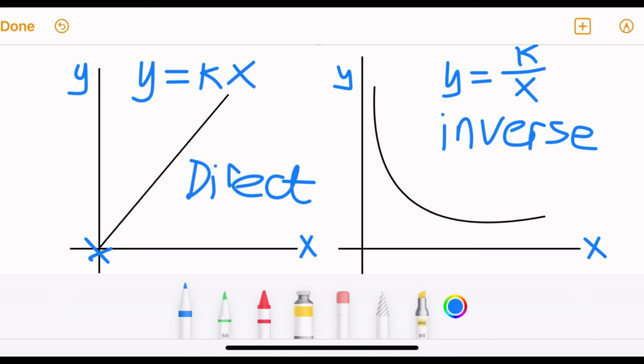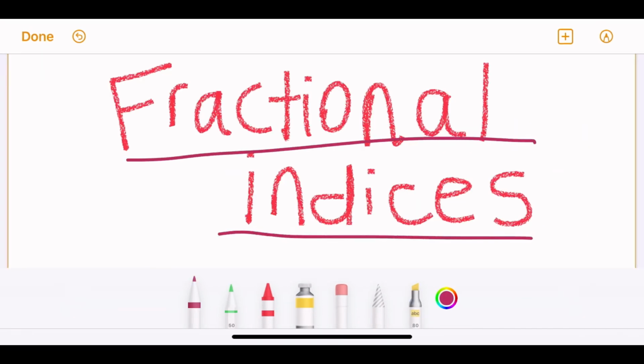The product is constant because if you multiply both sides of this equation by x, you get yx equals k. So y multiplied by x gives us a constant number. So the product is constant. And that's it. Fractional indices are the next topic that we're going to look at.